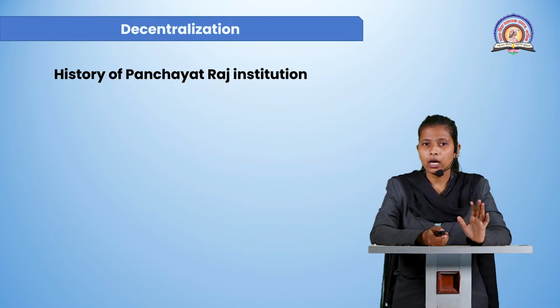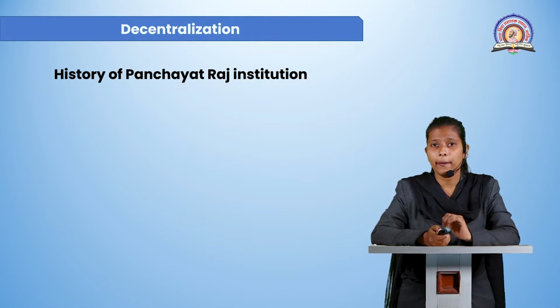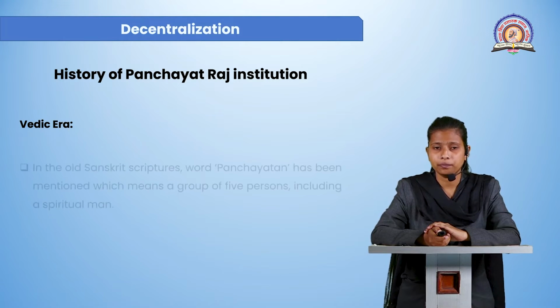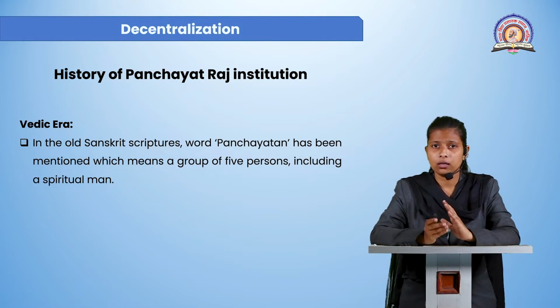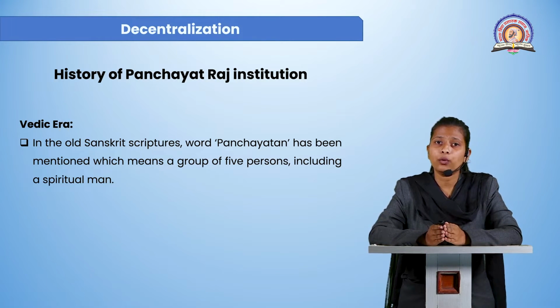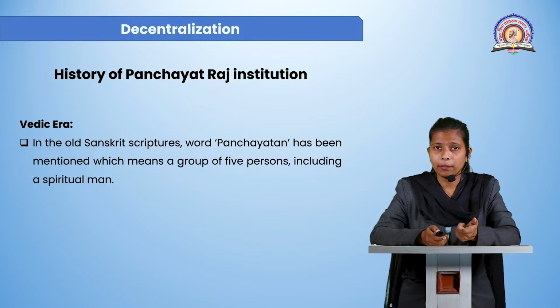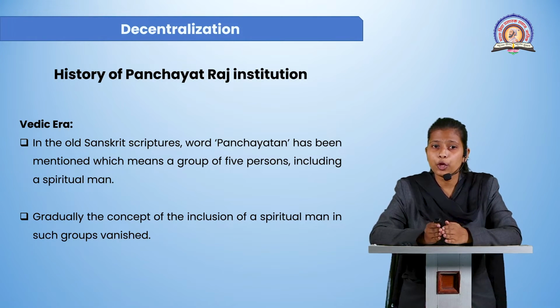Now, when we come to decentralization, it is from the Vedic era, the ancient era, and the post-independence era. So, we are going to learn about the history of Panchayati Raj Institutions. So, from the Vedic era. In the old Sanskrit scriptures, the word Panchayatam has been mentioned, which means a group of 5 people. From those 5 people, one was the spiritual man. Means he was the head, and the word he would say was the power, or that was the government. But after a period in the Vedic era, gradually the concept of the spiritual man vanished. Now this was from the Vedic era, the Panchayat Raj or decentralization, means from the grassroots level.